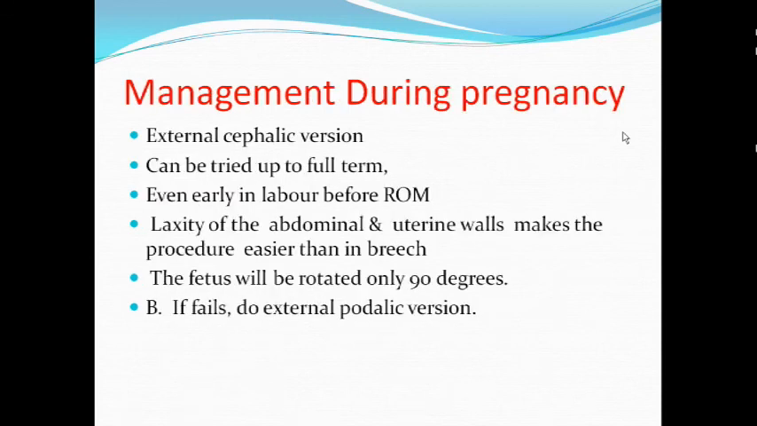How will you manage transverse lie during pregnancy? When the patient comes in early labor, you can do external cephalic version, but when there is good contraction, it is not possible. It can be done in very early labor or after 37 weeks. Even in early labor before rupture of membrane you can do it, but the failure rate is high. Laxity of the abdomen and uterine walls makes the procedure easier than in breech. The fetus will be rotated by only 90 degrees, but if it fails, do external podalic version. You can try external cephalic version first. If not possible, then do external podalic version.